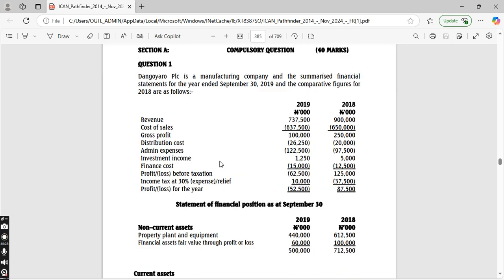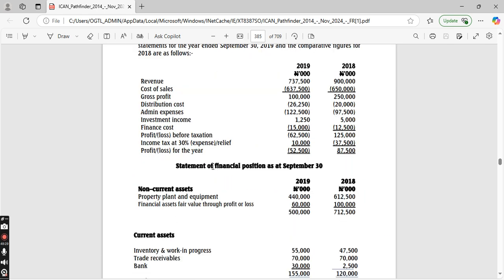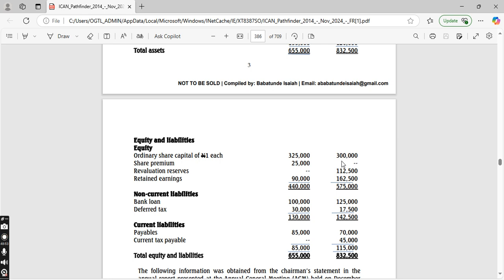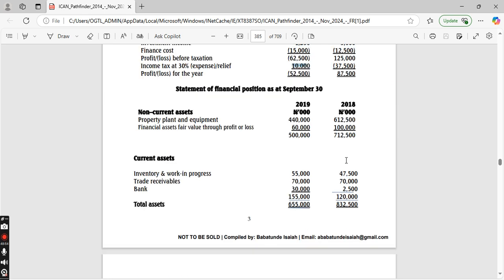Now for the tax paid. Income tax at 30% expense or relief. We have 10,000 income tax here, which is a relief, right? How did we arrive at this relief? Let us check. Do we have any deferred tax in the question?